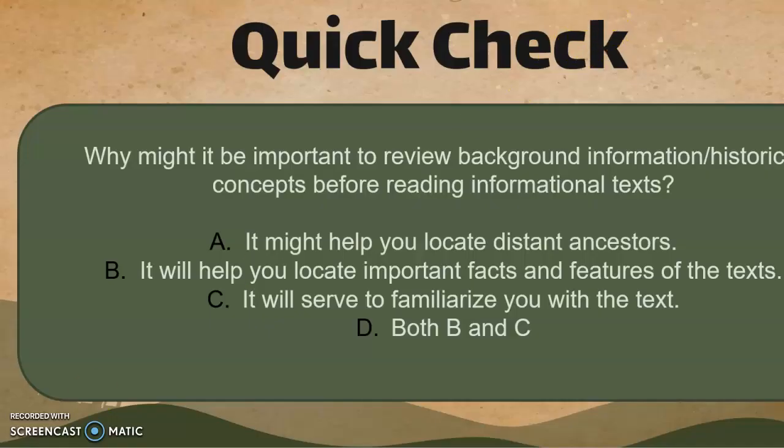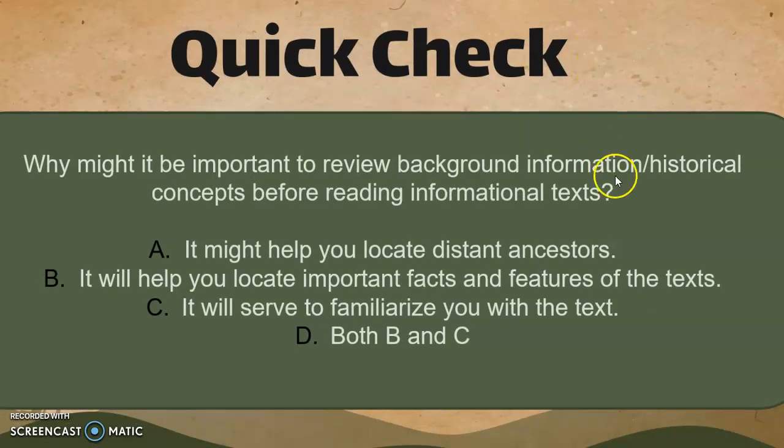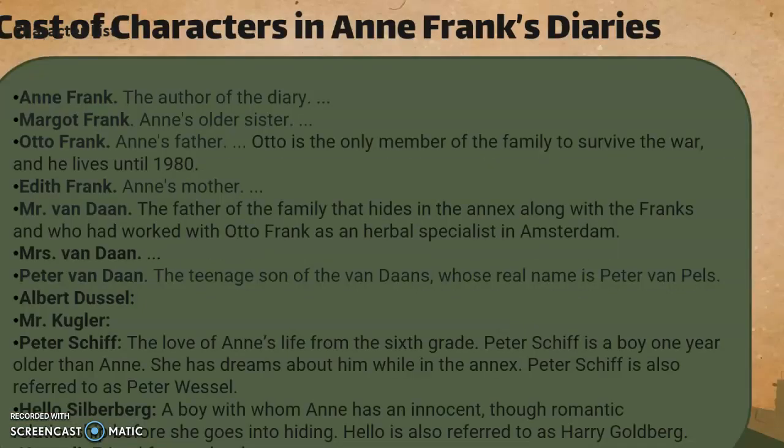So quick check. Why might it be important to review information and historical concepts before reading an informational text? Any informational text. So go ahead and pause, and I'm going to review. A, it might help you locate distant ancestors. B, it will help you locate important facts and features of the text. C, it will serve to familiarize you with the text. Or D, both B and C. So that's both B and C. It's going to help you locate important facts and features, as well as helping to familiarize you with the text.